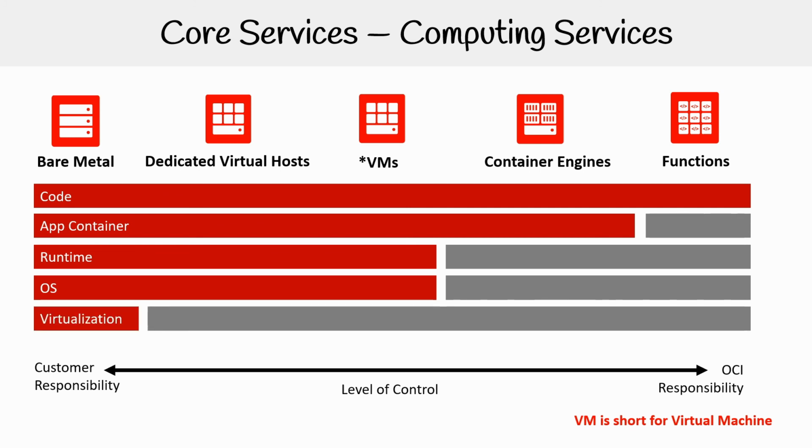Then down below, we have virtualization. Virtualization is being taken care of for you by OCI with the VMs and the dedicated virtual host. There is no virtualization on bare metal. So if you do want to have it, you're going to have to add that hypervisor layer yourself. So there you go. That is the idea with level of control for computing services.